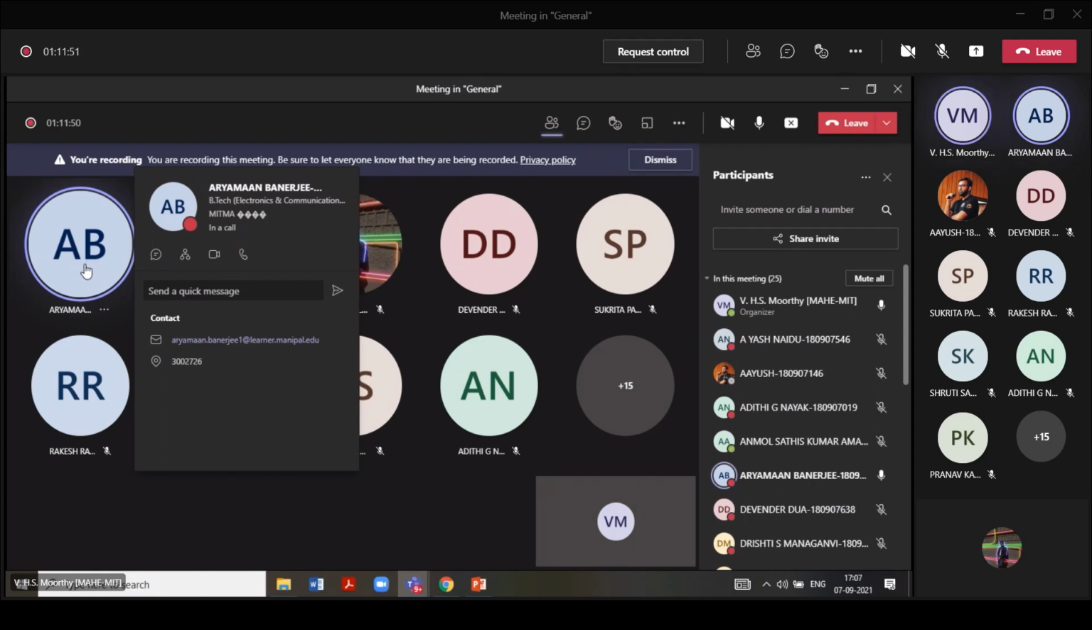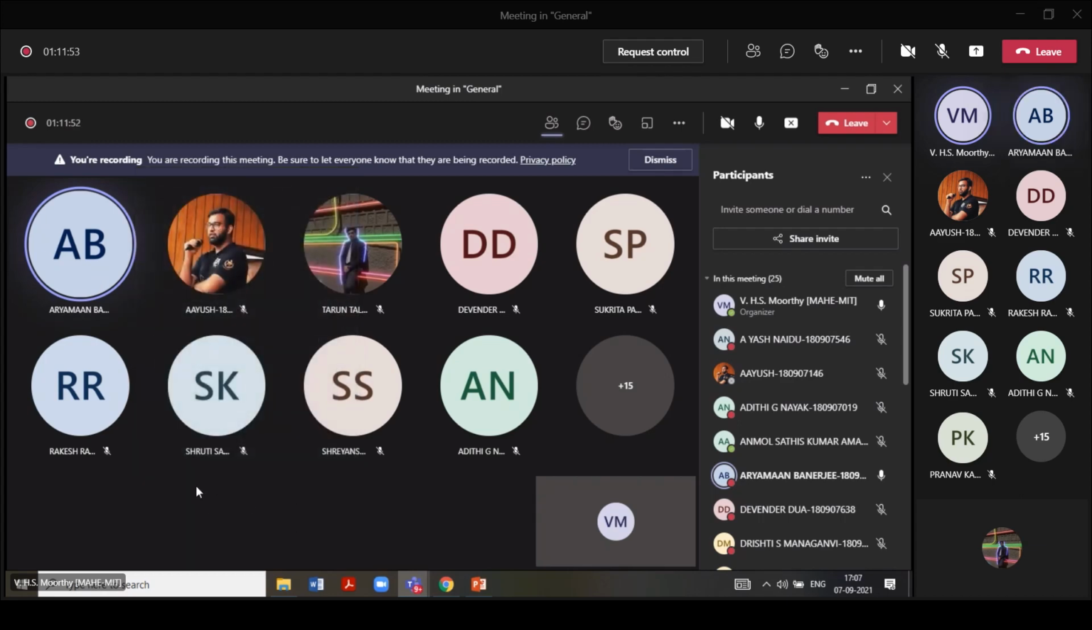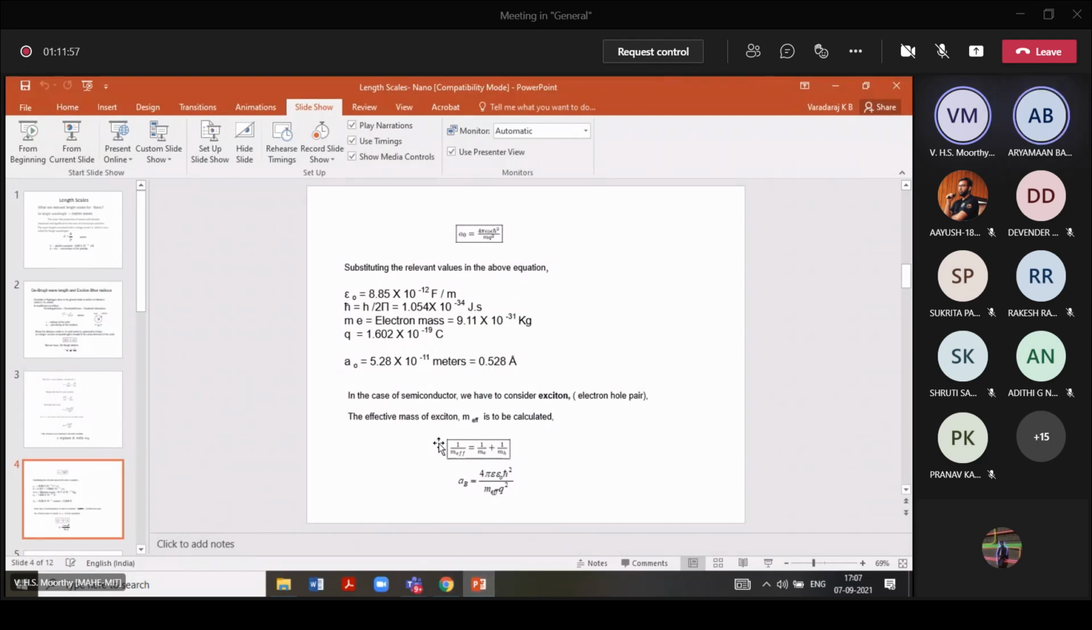We are close to that, but there is still some small problem. As I understand, 5.28 times 10 power minus 11 is in meters. So what is an angstrom? 10 power minus 10 meters. So if you do it like that, it is 0.528 angstroms.